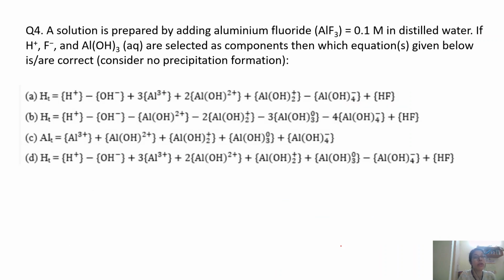Coming to question number 4, a solution is prepared by adding aluminum fluoride in distilled water. The concentration is 0.01 molar. If H plus, F negative and AlOH3 are selected as components, then which equations given below are correct? We have to consider that no precipitation is forming. Please try to solve this question. We'll see the solution in a minute.